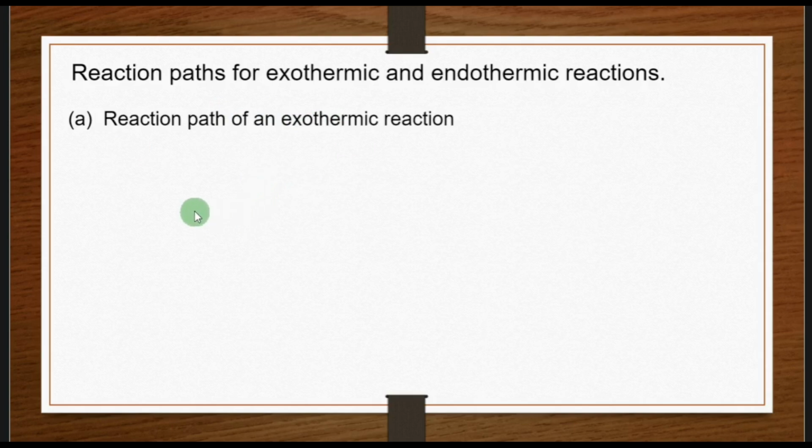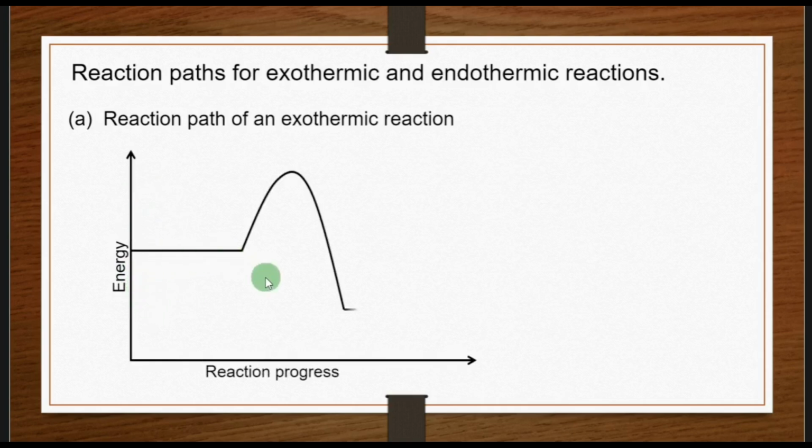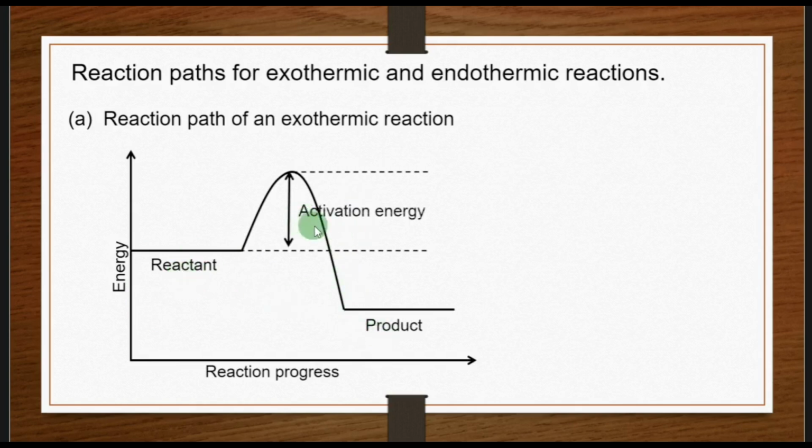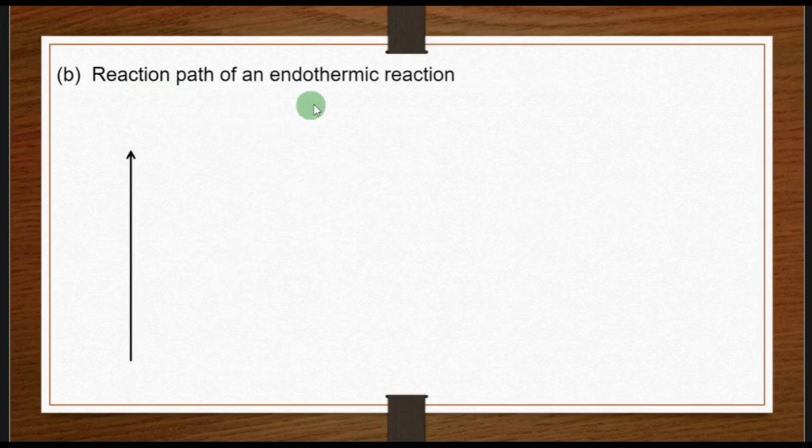If this is the energy axis, the profile will be like that: reactant, product, and here the line. This one will be the activation energy. You can notice that the reactants are at a higher line than the products. Meaning, when the reactants reacted, they lost energy, such that the products formed were at a lower energy level. Because of that, this reaction is exothermic, and we say reactants have more energy than products.